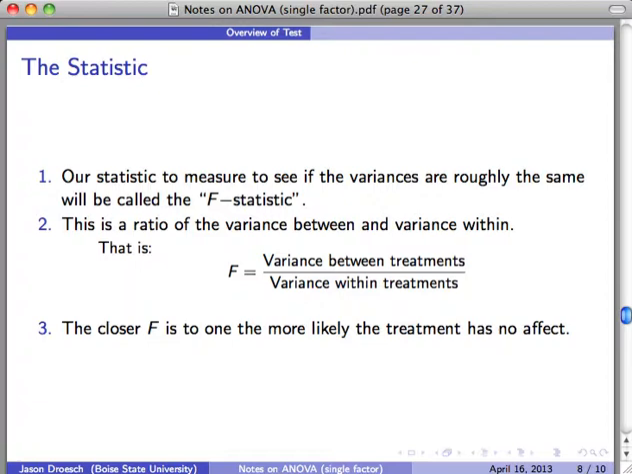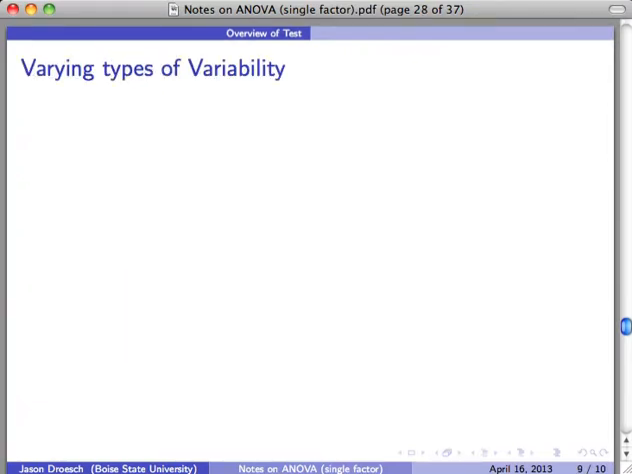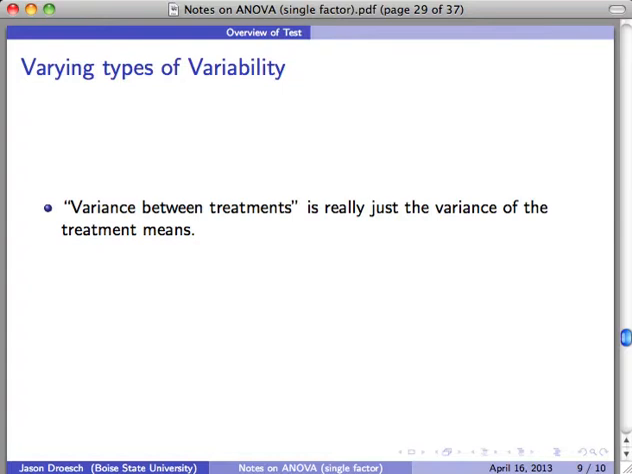Okay, let's take a closer look at this variability idea. There are varying types of variability, and what does that mean for us? Essentially, variability doesn't always come in the same form. If you're comparing multiple groups, this idea of the variance between treatments is actually looking at the averages of each treatment group and then comparing those to the overall average, right?